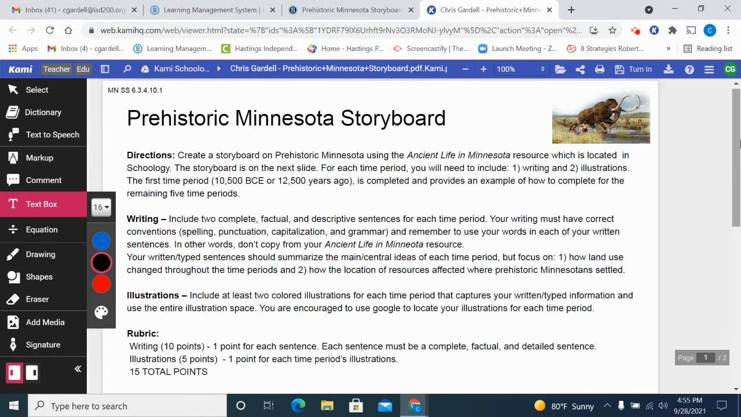For each time period, you will need to include 1 writing and 2 illustrations or images. The first time period is completed and provides an example of how to complete the remaining 5 time periods. For the writing portion, make sure you include 2 complete, factual, and descriptive sentences for each time period. Not 1, but 2 complete factual and descriptive sentences for each time period. Make sure you use proper and correct conventions, for example, spelling, punctuation, and capitalization, and remember to use your own words rather than simply copying and pasting from the Ancient Life in Minnesota resource.